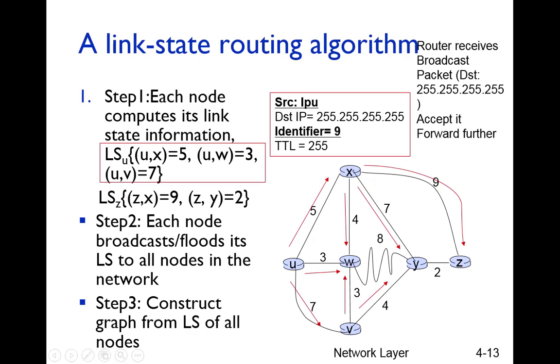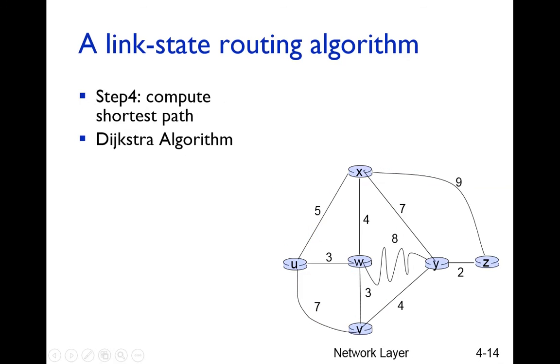So there is the link state routing algorithm. How many steps does it have? First step, each node computes its link state information. Second step, each node broadcasts its link state information to all the nodes. Once a node has the link state information of all the nodes, then in step 3, each node constructs the graph. Once the graph is constructed, each node computes the shortest path by using the Dijkstra algorithm. So now we are going to discuss the working of the Dijkstra algorithm.